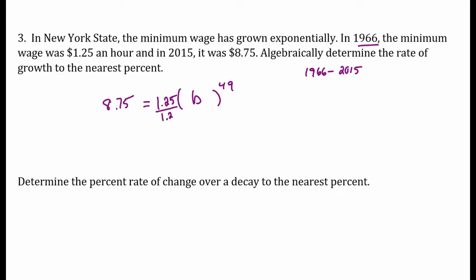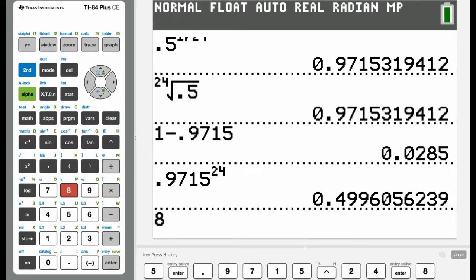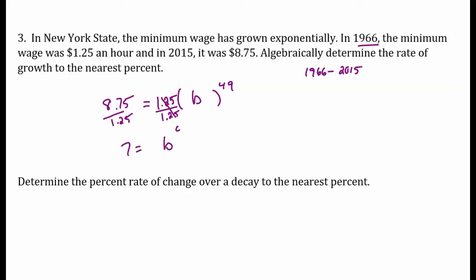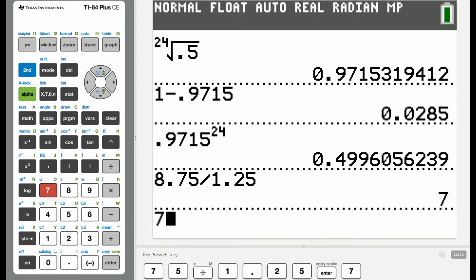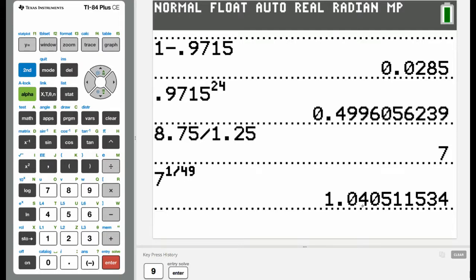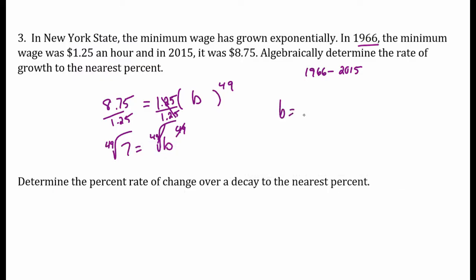So to solve this, I'm going to divide by that coefficient out front, like we did in the previous lesson, and get 8.75 divided by 1.25, which is 7, equals the base to the 49th power. So I'm going to take the 49th root of both sides, which is really 7 to the 1 over 49. That's how I'm going to type that in, just to practice rational exponents. I have a 49th root. That's a 1 over 49 power. That's my base there, 1.0405. So my base equals 1.0405. So what is it growing to the nearest percent? Well, this is growth, so I'm going to ignore the 1. It's growing at about 4% every year.